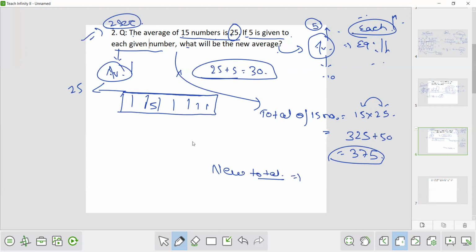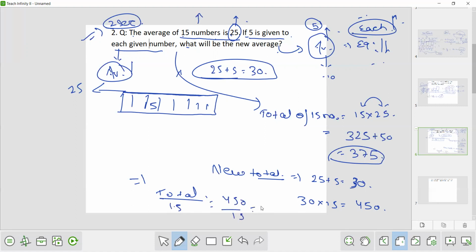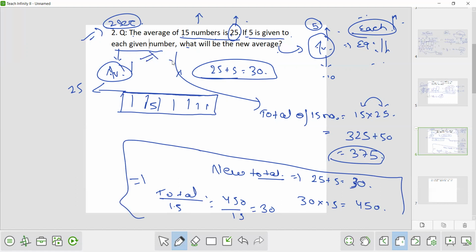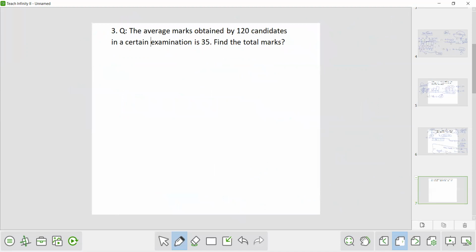So, new total will be 5 is given to each. So 25 plus 5, that is 30. So 30 into 15, that is 450. Now the total is 450, you have to find the average. So total by quantity, that is 15. So 450 by 15, that is 30. So this method will take some time, but when you solve by this method, it will take only 3 to 4 seconds to solve the question. Okay, let's proceed to the next question.